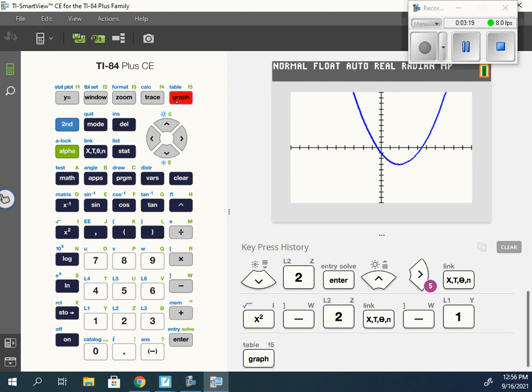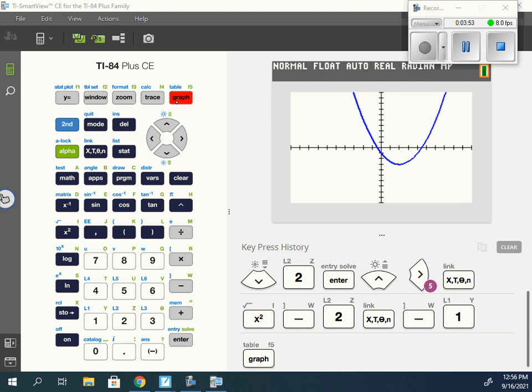Now, when we look at this here, we do see that it is opening up. It is opening up, so we will have a minimum value. We'll have a minimum value somewhere down here, because a point down here will be the smallest value, the smallest y value for this function. Now, if we want to find it, we can actually use the graphing calculator to calculate the minimum value for this function here.